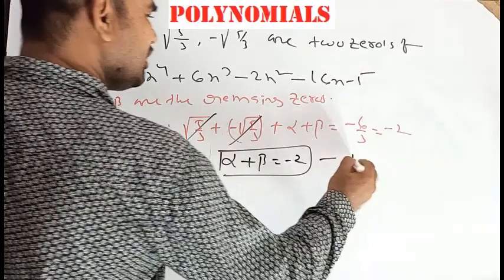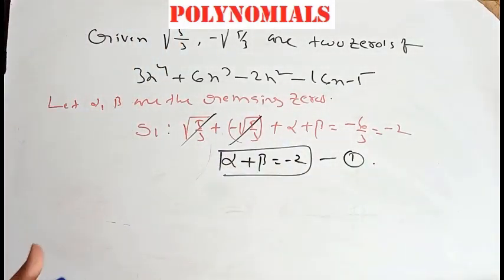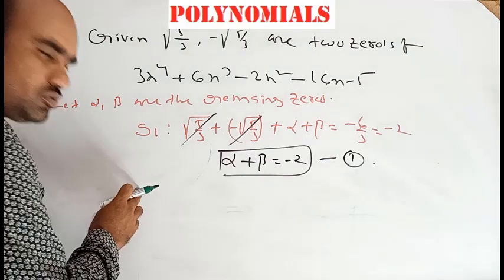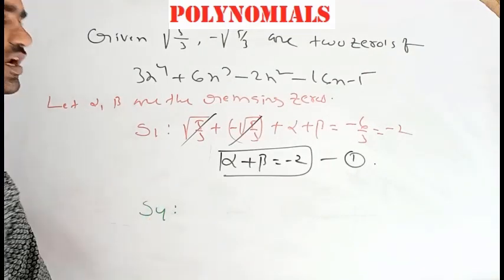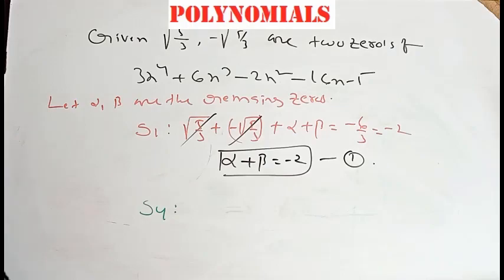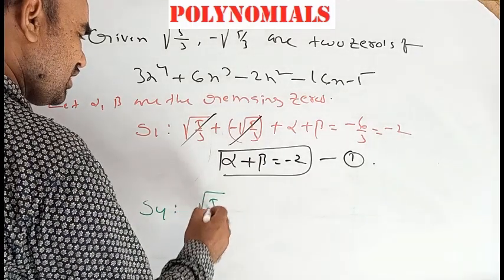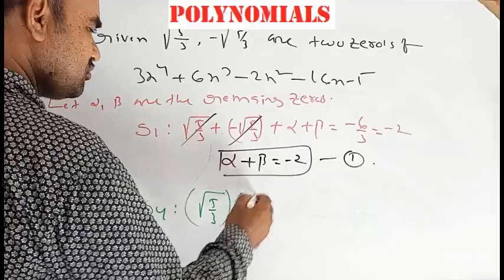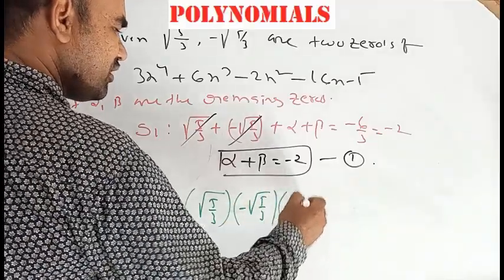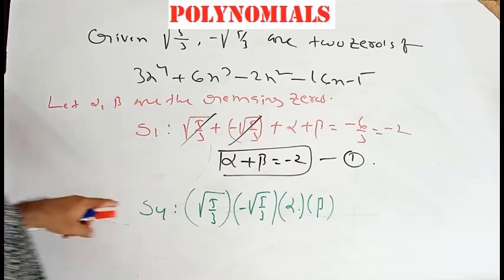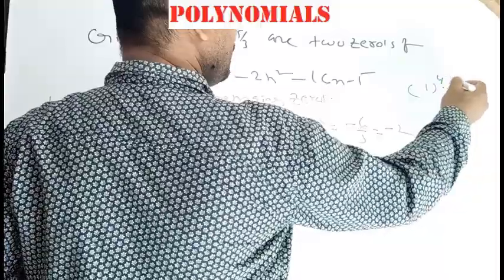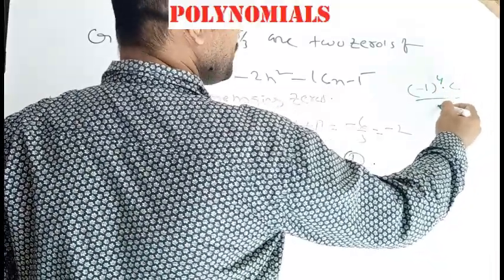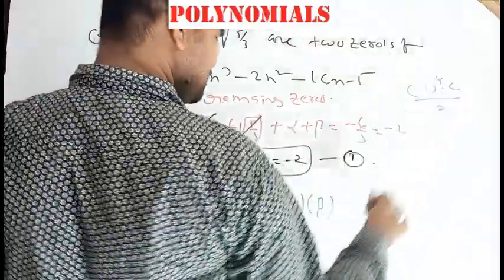This is one of the important results. So we need one more result between alpha and beta to solve them. So we can use S2 or S3 or S4. The better one is S4. S4 means the product of zeros, or sum of zeros taken all at a time. Product: root over 5 by 3 into minus root over 5 by 3 into alpha into beta. Okay. S4 means what? Minus 1 power 4 into constant term divided by x power 4 coefficient. So minus 1 power 4 means plus only. Plus 1.